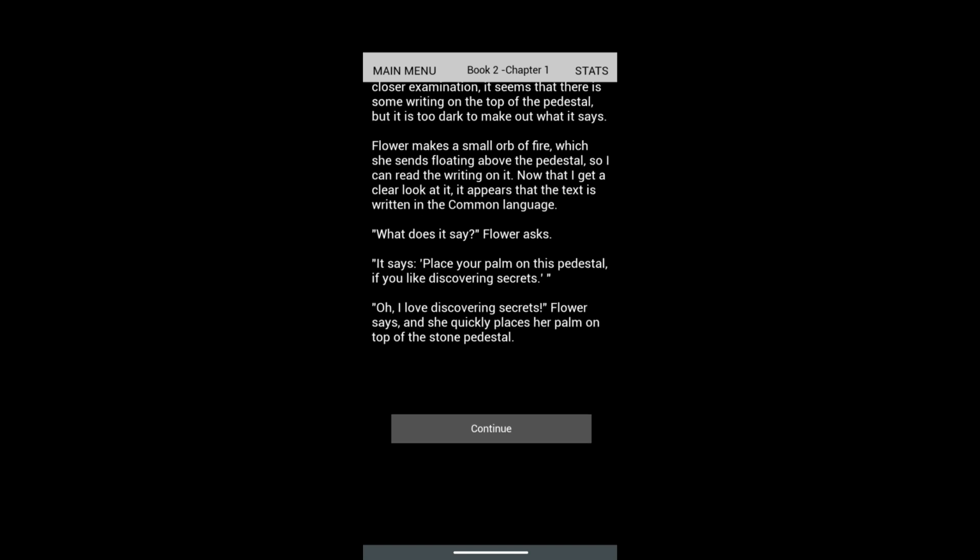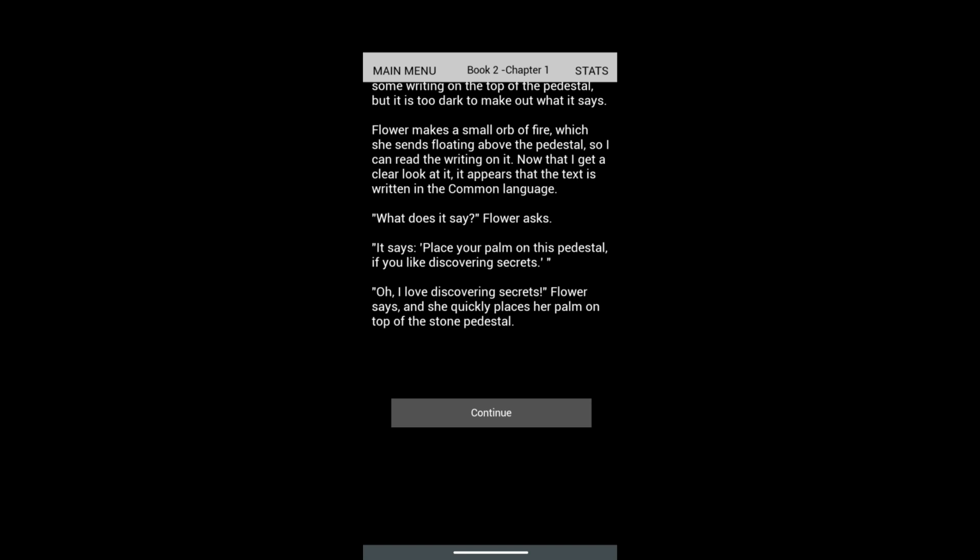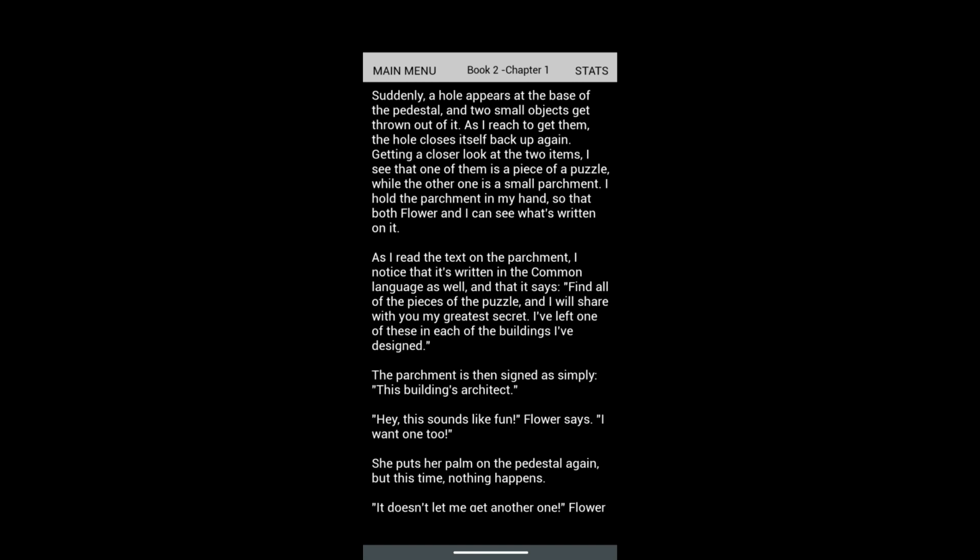You like discovering secrets. Oh, I love discovering secrets, Flower says as she quickly places her palm on the top of the stone pedestal. Suddenly, a hole appears at the base of the pedestal and two small objects get thrown out of it. As I reach to get them, this hole closes back on itself.